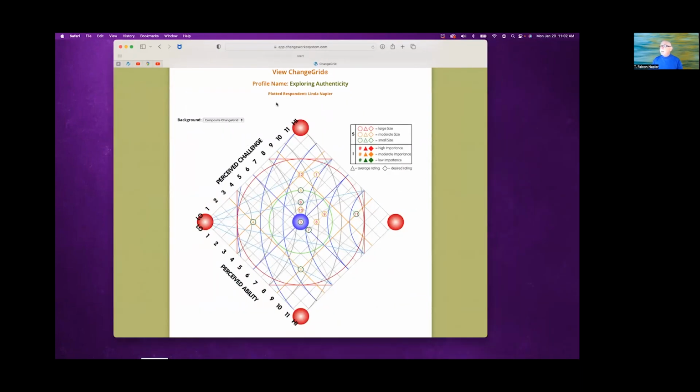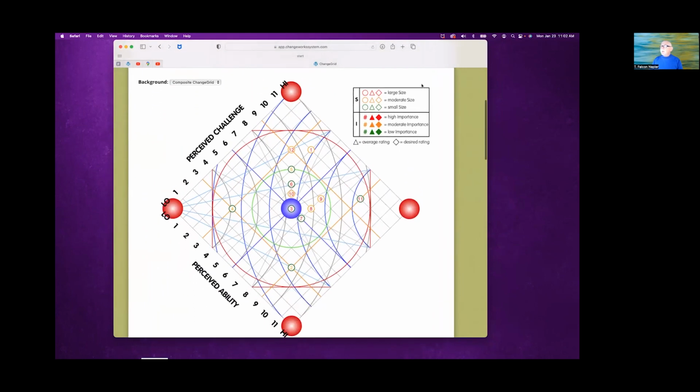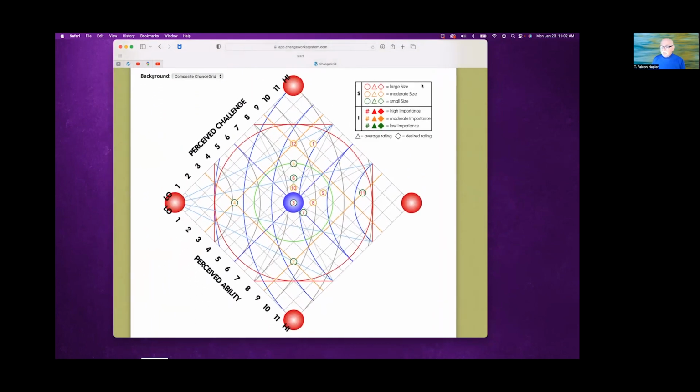Let me zoom in on it as well so we can make it as big as I can for you. All right, for those who aren't familiar with it, what you're looking at is called a ChangeGrid. The ChangeGrid is the tool that I created many moons ago. And basically it's a tool that reveals the level of productive tension that someone's experiencing at a particular moment in time about a particular activity.